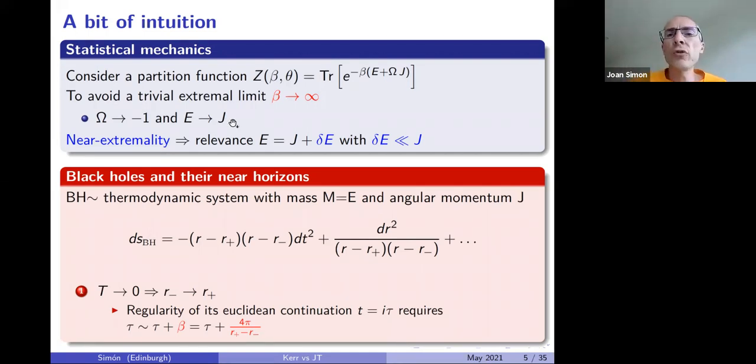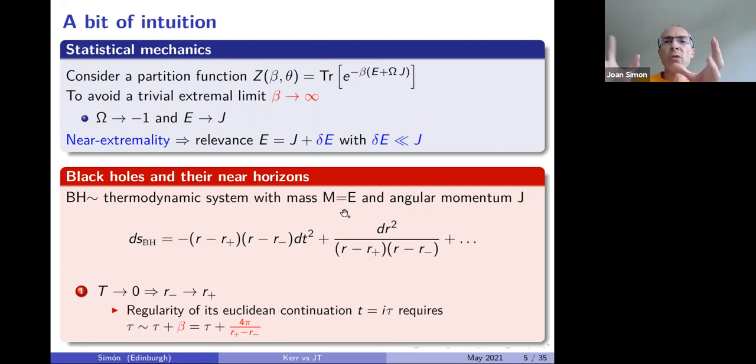So the intuition that you should have, just from this very simple consideration, is that if I am interested in studying near-extremal physics, you are typically going to be asking questions about what I would call near-extremal excitations. And one way of parameterizing this is in terms of this blue delta E, which basically tells you how far away you are from the extremal set of states where E is equal to J. So there is a small parameter in the game where this delta E is much smaller than J. That basically comes almost for free from these statistical mechanical considerations.